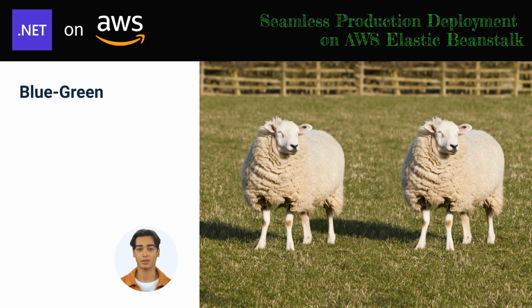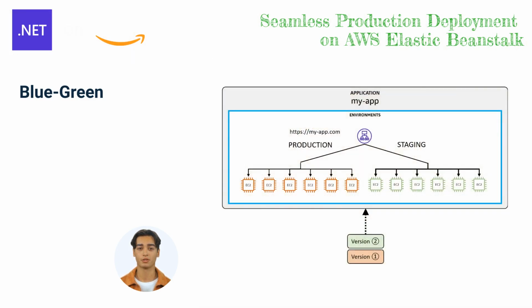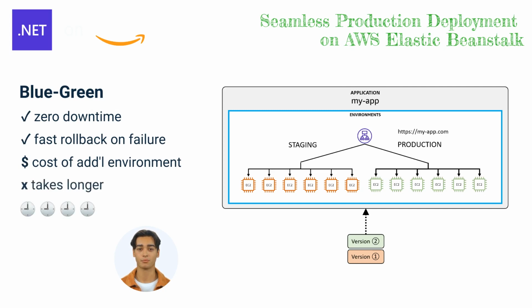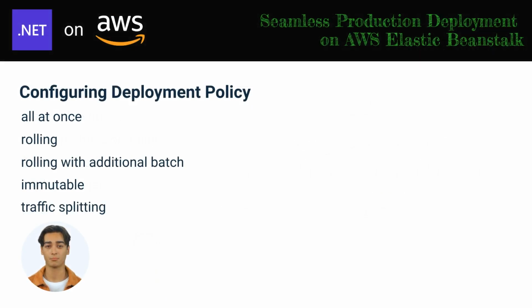In blue-green deployment, you create a clone of your production environment and push the new version to that, then cut over to the new version. It works like this. Your new version is pushed to a staging environment on a shared load balancer with production. Then, you swap URLs and bingo, the new version is live. This kind of update has 0 downtime and fast, easy rollback, but you incur costs of the additional environment, and it takes longer.